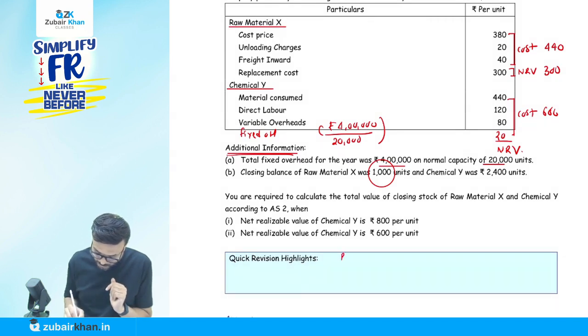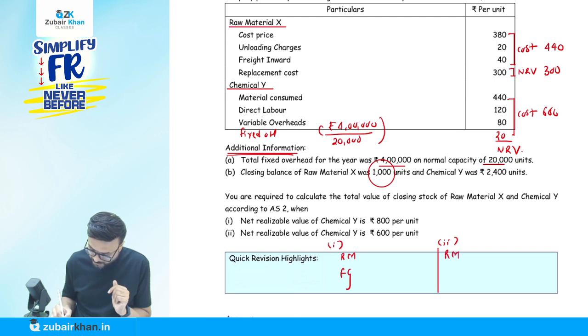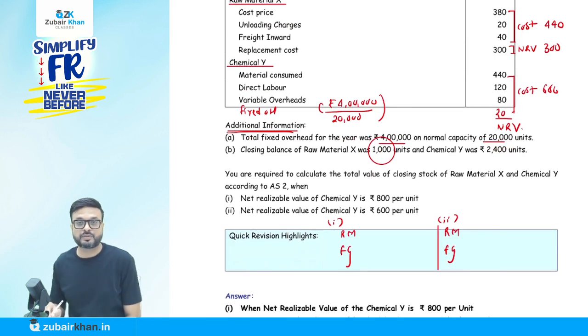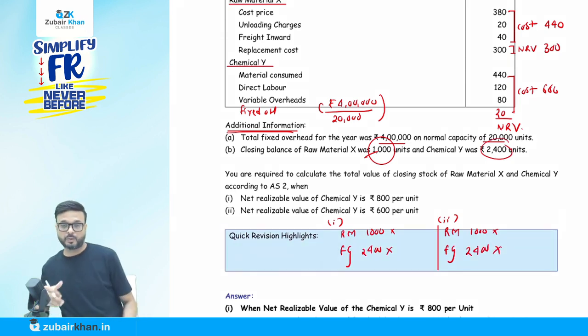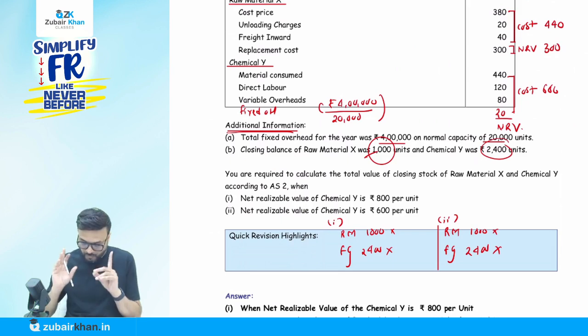When I talk about the raw material, okay, two situations are given, 1 and 2. So let me write like that, 1 and 2. Here we do the valuation of raw material and finished goods. Here also raw material and finished goods. So we'll decide that here. But how much do we have in the stock of the raw material? We have 1000 units. So 1000. Okay, multiply. Then the chemical, the finished goods, 2400, 2400. Two situations are given. That's why I have written it 2 times. Okay. Now how to decide their value, cost or NRV, one by one.